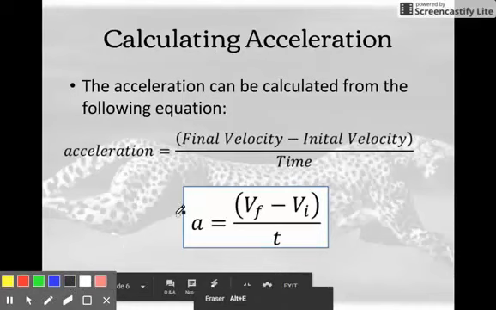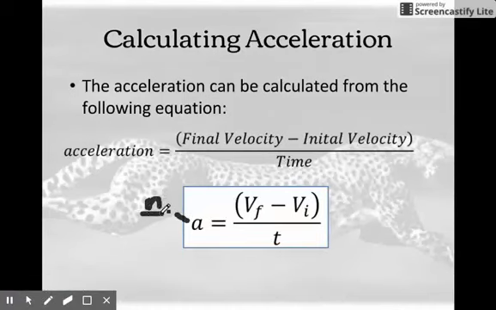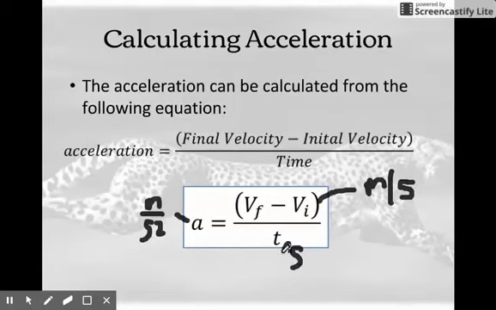So if we remember, acceleration has units of meters per second squared. Velocity, so both of them have units of meters per second. And time has units of seconds. So both velocities are meters per second, time is measured in seconds, and acceleration is meters per second squared.